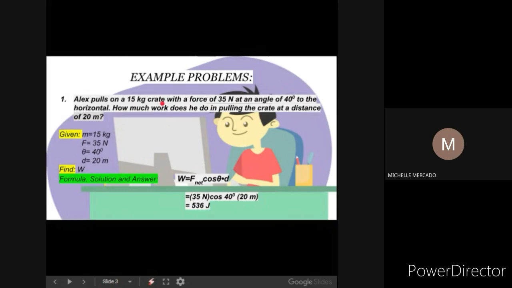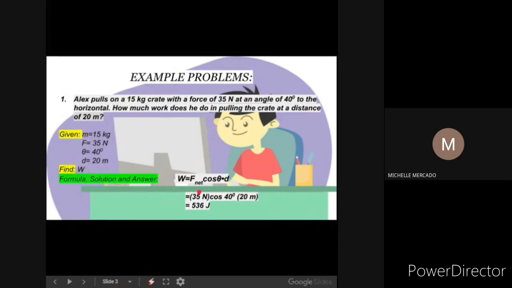First, we're going to identify the given for us to easily find the work na in-apply ni Alex. By looking at the units na given po sa ating problem, madali po nating ma-identify ang given. So ano po yung given mass natin? The given mass is 15 kilograms. The given force is 35 Newton. The given angle is 40 degrees. Then the given distance, or the displacement, is 20 meters. Then we're going to find the work.